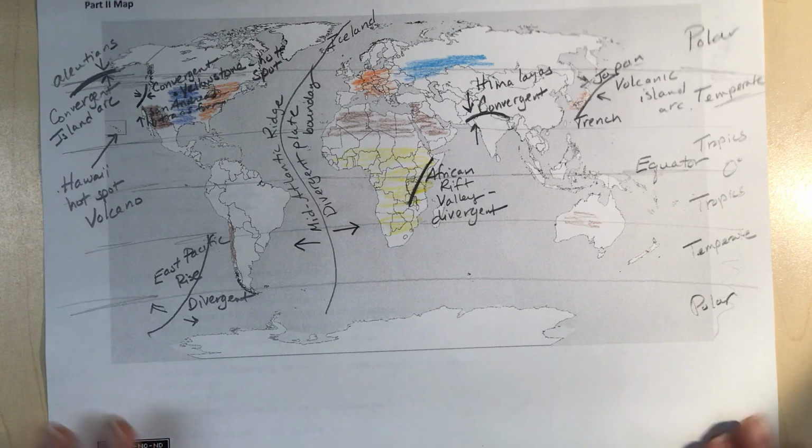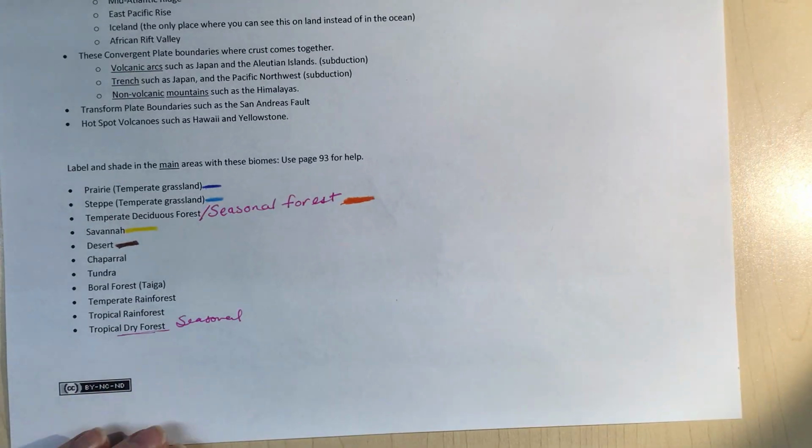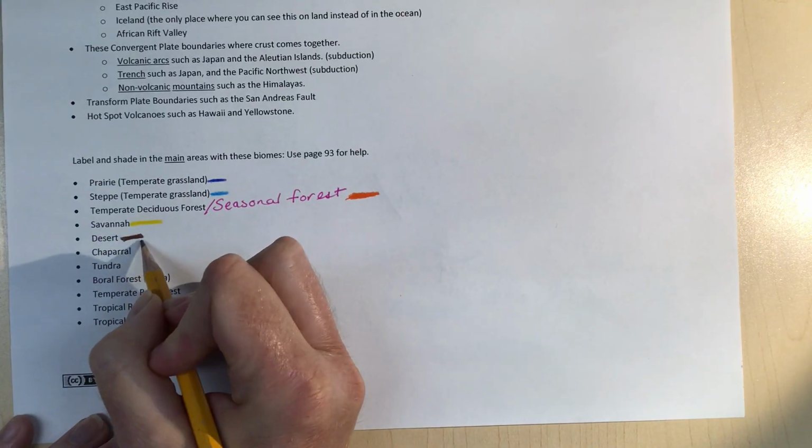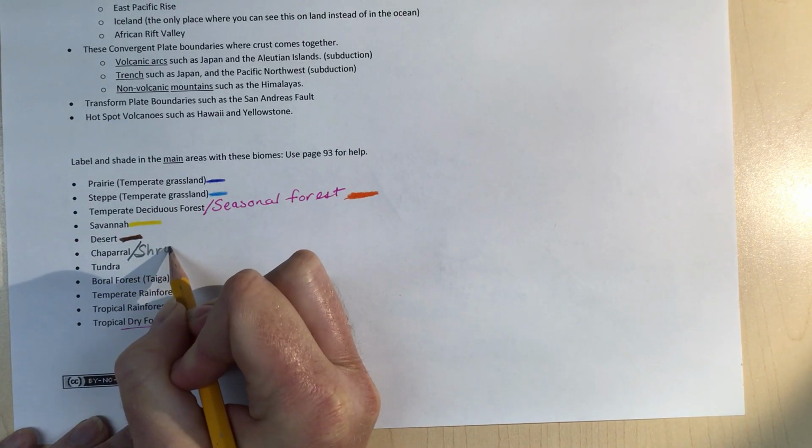Chaparral, which is also known as shrubland. So the AP test now calls Chaparral shrubland.